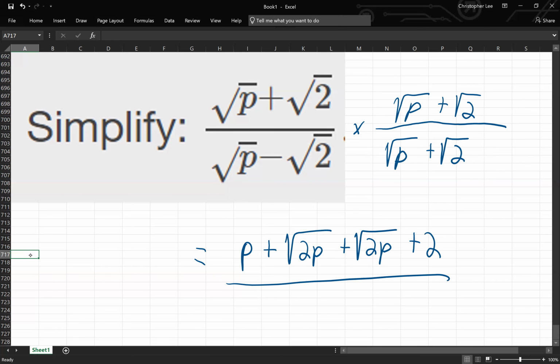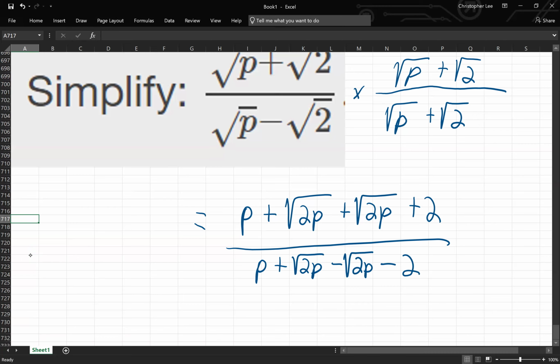Denominator, square root p times square root p is going to give me p. Square root p times positive square root 2 is going to give me a positive square root 2p. Negative square root 2 times positive square root p is going to give me a negative square root 2p. And last but not least, a negative times a positive is a negative, and square root 2 times square root 2 is 2. Let's combine like terms.